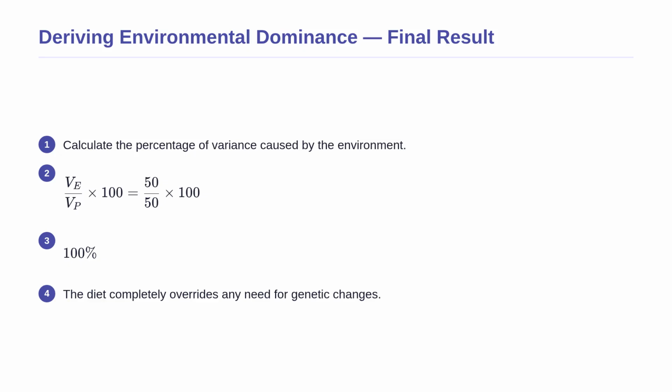The diet completely overrides any need for genetic changes. This perfectly illustrates the core concept of polyphenism. The environment alone dictates the physical form, allowing the colony to adapt instantly without altering its genetic code.